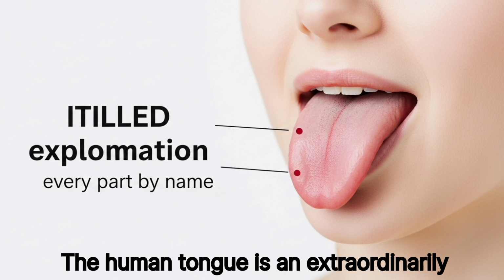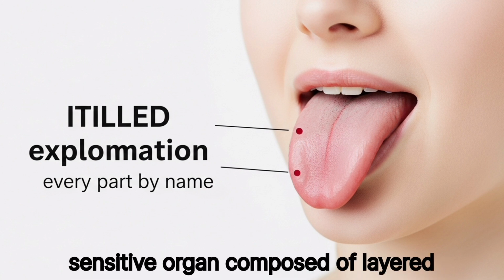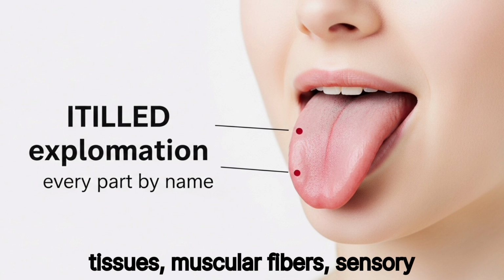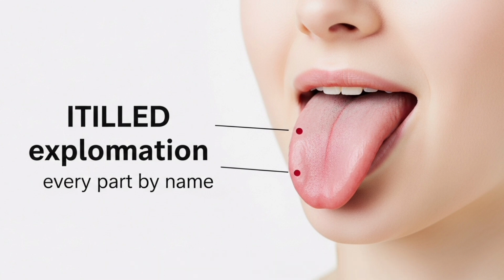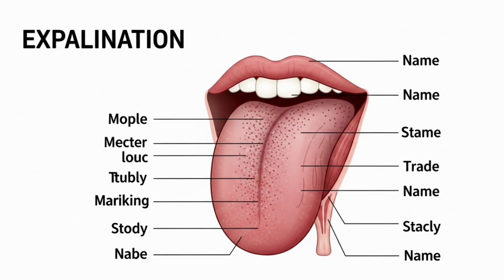The human tongue is an extraordinarily complex, multifunctional, and highly sensitive organ composed of layered tissues, muscular fibers, sensory receptors, glands, and an intricate network of nerves and blood vessels. Scientifically, the tongue is classified as a muscular hydrostat, which means it operates without bones and relies on coordinated muscle pressure and fluid dynamics to change shape, position, and orientation.